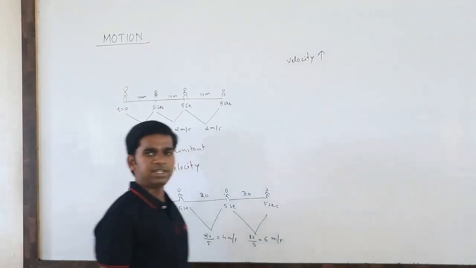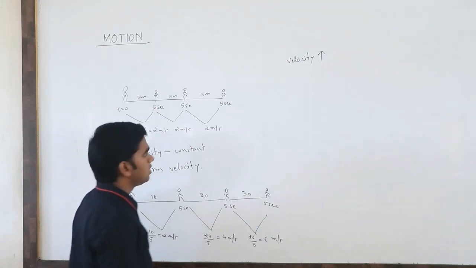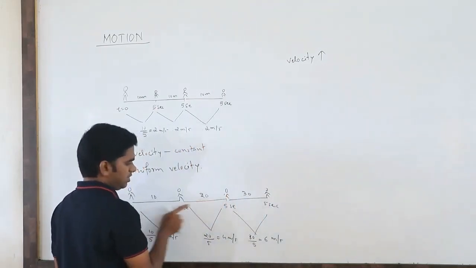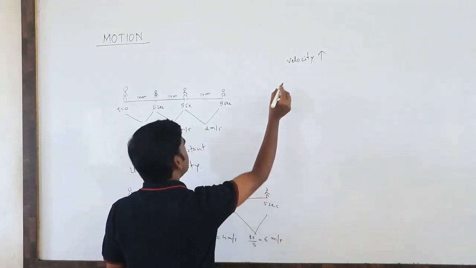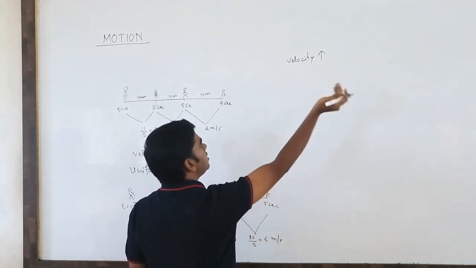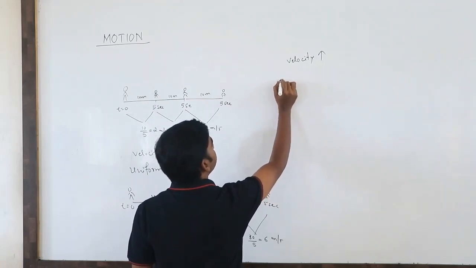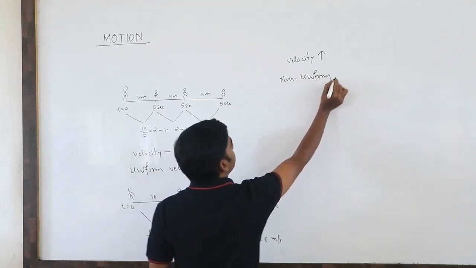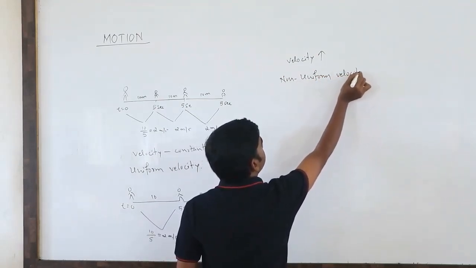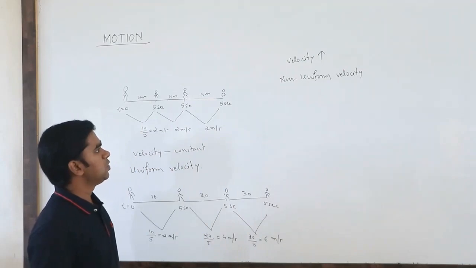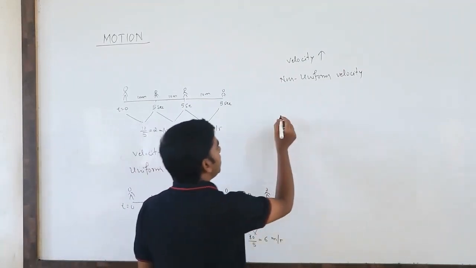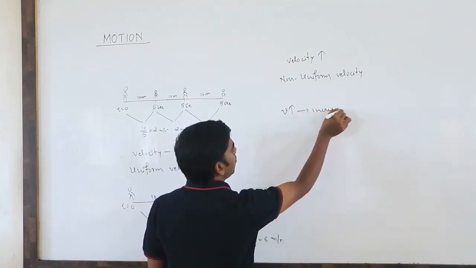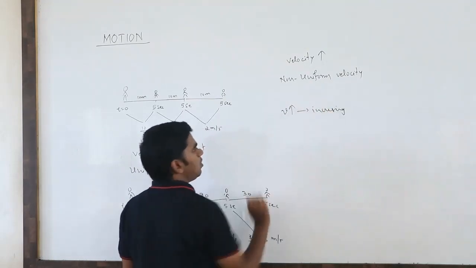Now what you can say, if velocity is increasing or changing with time, then you can call it a non-uniform velocity. So if it is a non-uniform velocity, if your velocity is increasing, then what can you say?